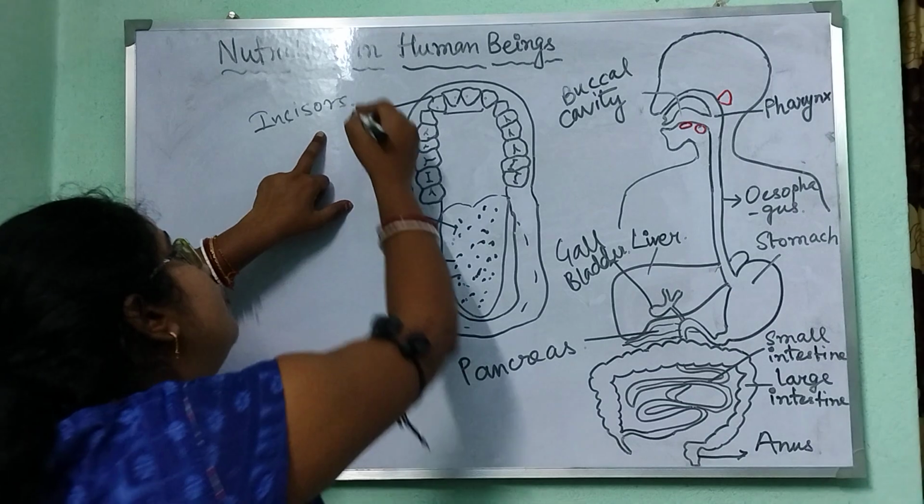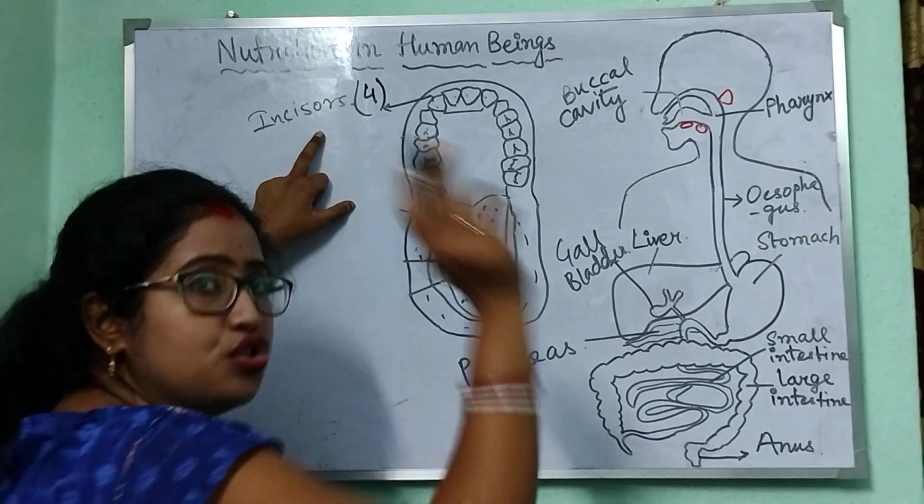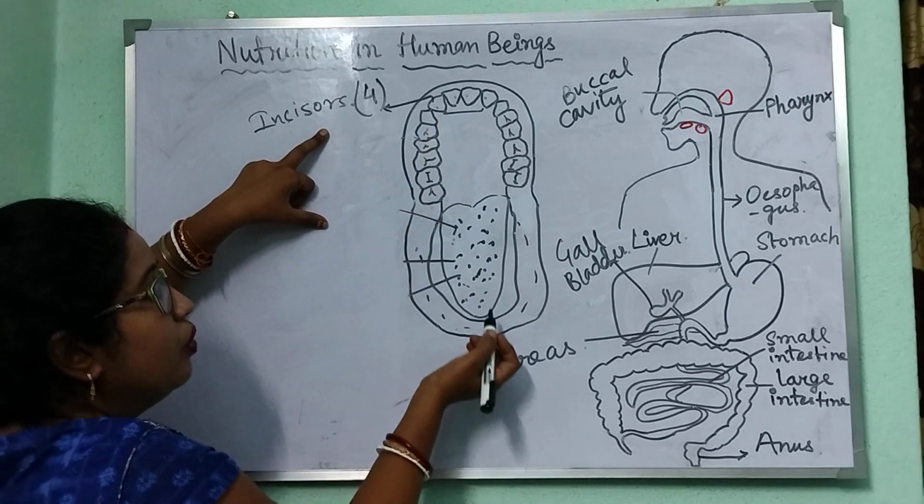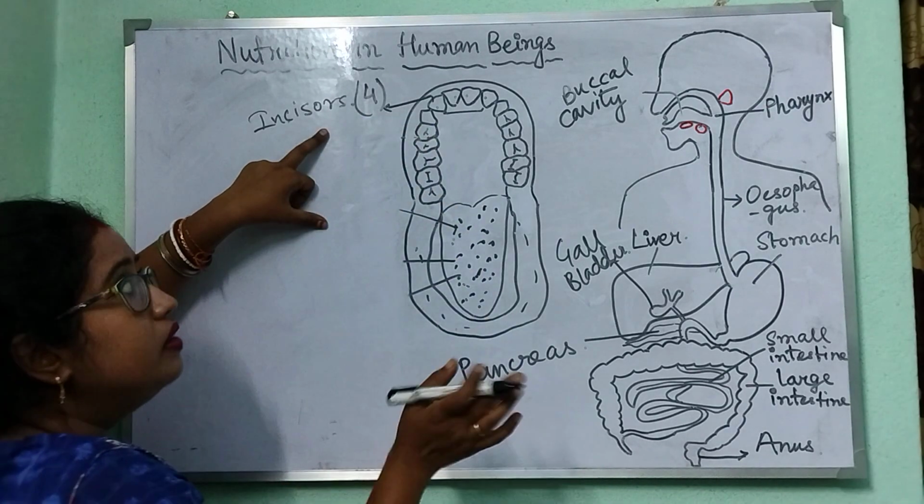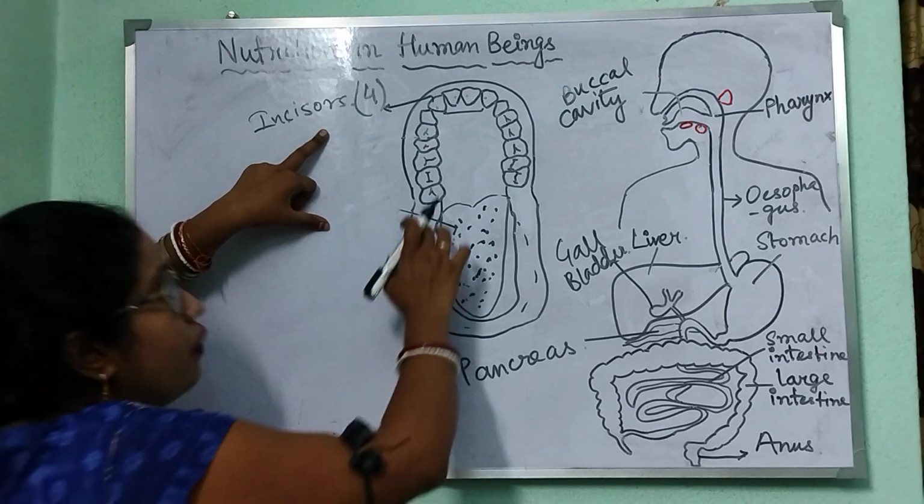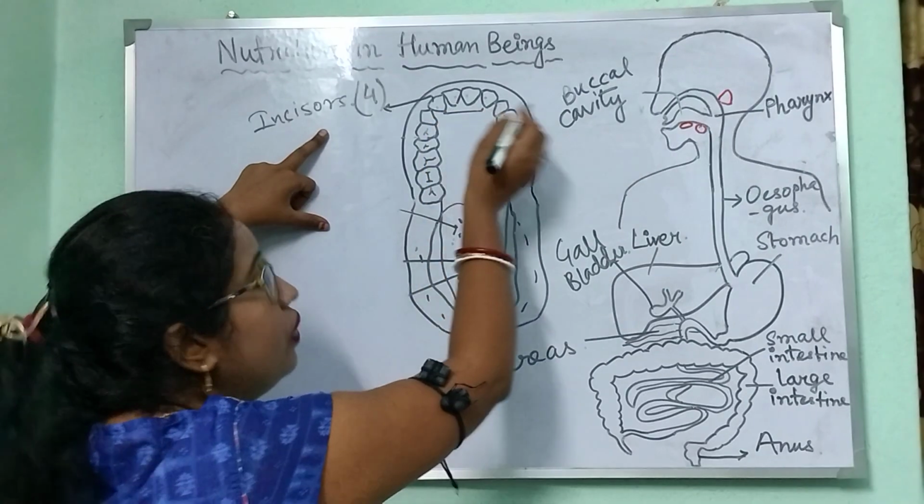They are 4 in number in each jaw. If we count both the jaws, they are 8 in number. But in one jaw, it is 4 in number.